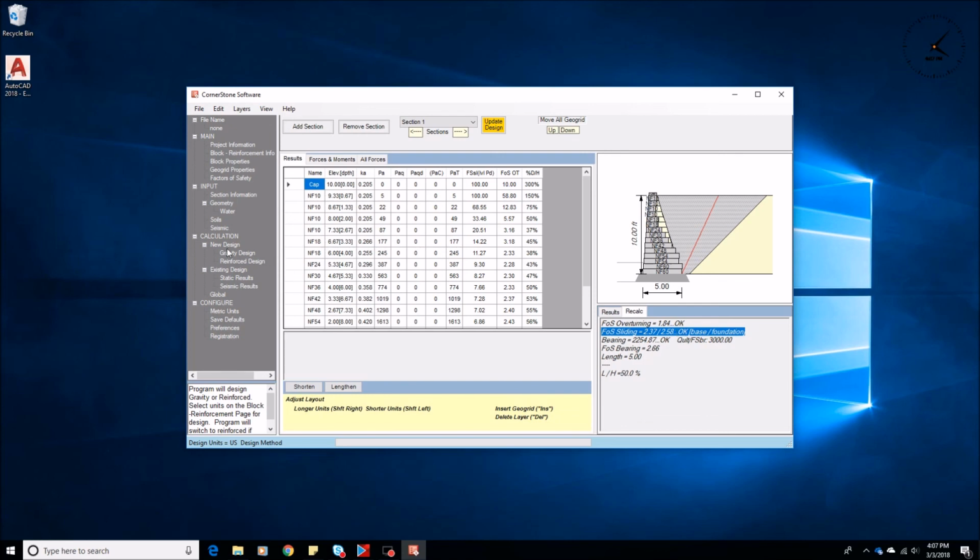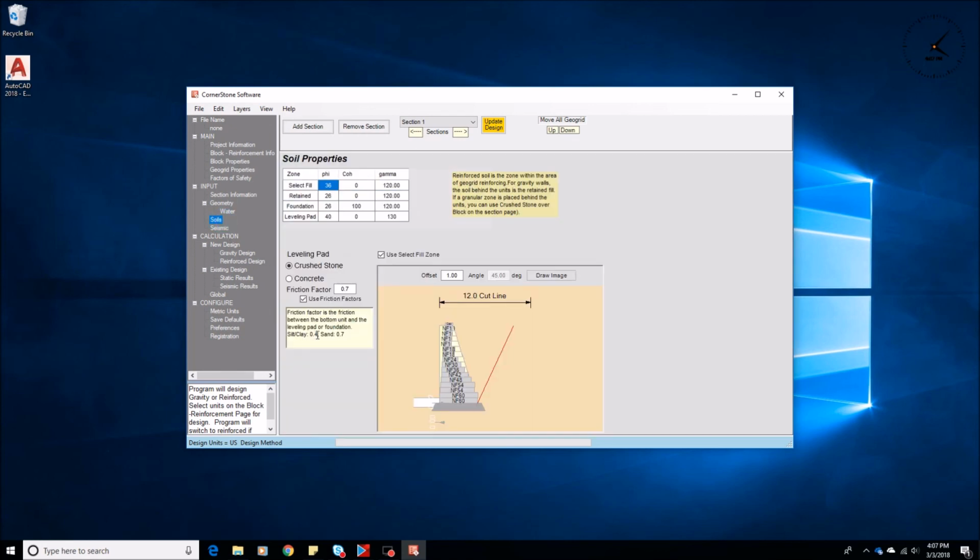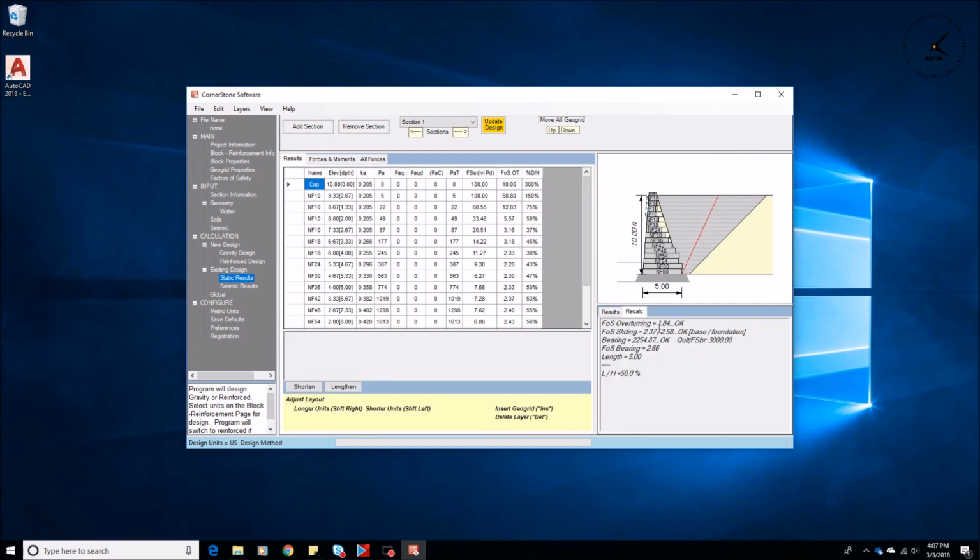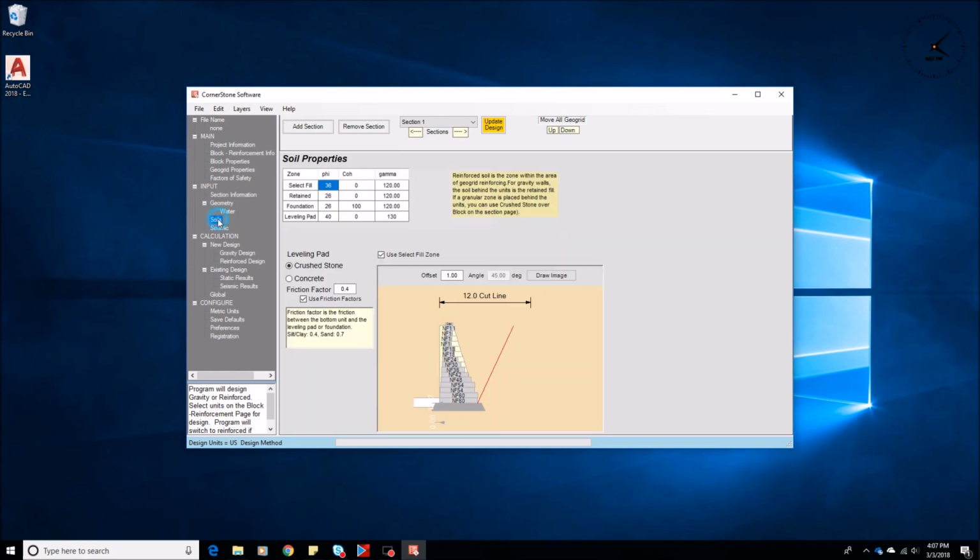Something to consider, if we have clay soils, silt clay, our friction factor is 0.4, which makes sense. That unit is now sliding on a clay, which is a slick material. We look at our static results. We go from 2.37 with sand down to a 1.36. We're failing in sliding because we're assuming now that that bottom unit is sitting on a clay or silt soil. We don't have the resistance to sliding. This was something we added this year. Makes a lot of sense.